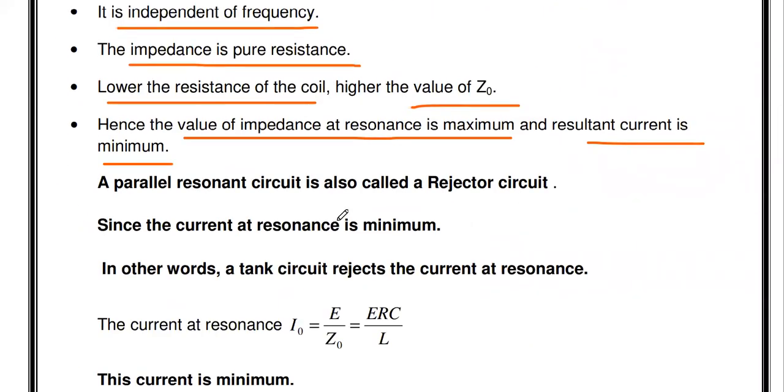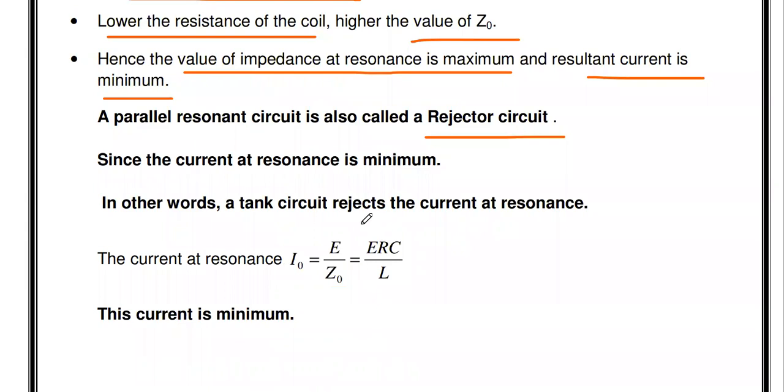That's why this parallel RLC circuit is also called a rejector circuit. The parallel RLC can be called a rejector or anti-resonance circuit. Since at the resonance condition the current flowing is minimum, power is also minimum. So the parallel RLC circuit is also called an anti-resonance circuit or rejector circuit. In other words, a tank circuit rejects the current at resonance. At resonance the current flowing is minimum, so it rejects the current.